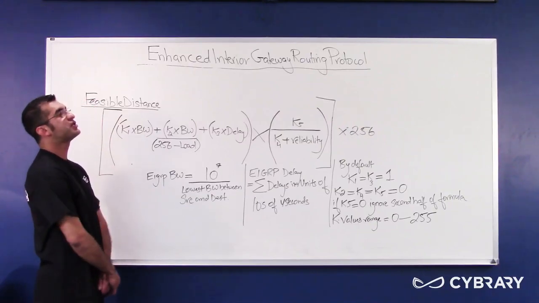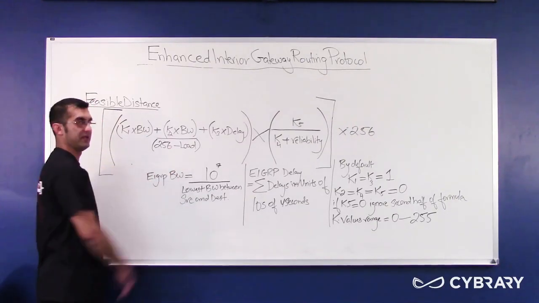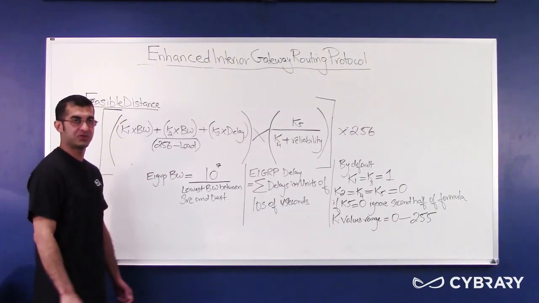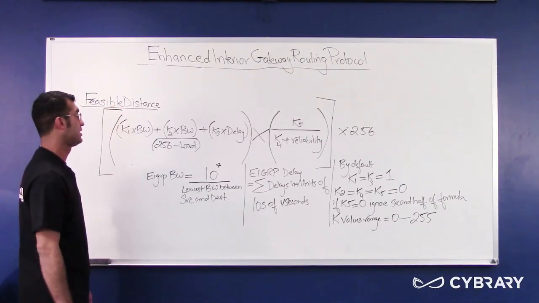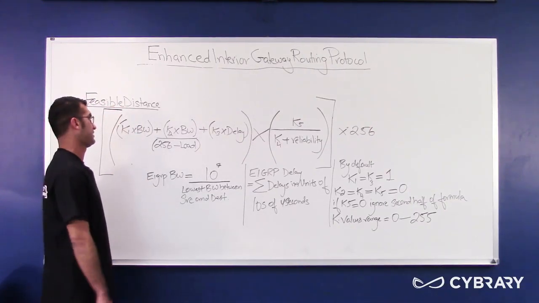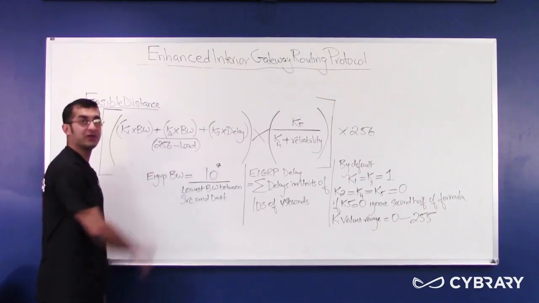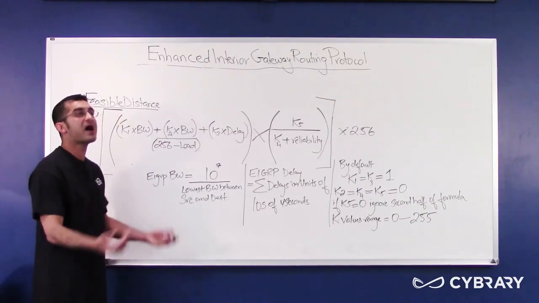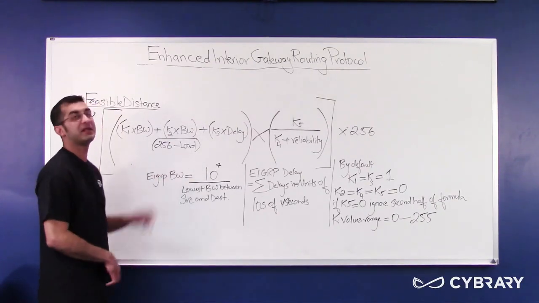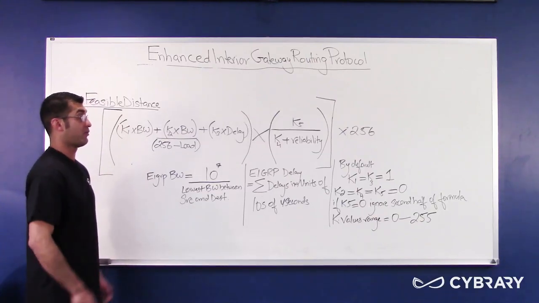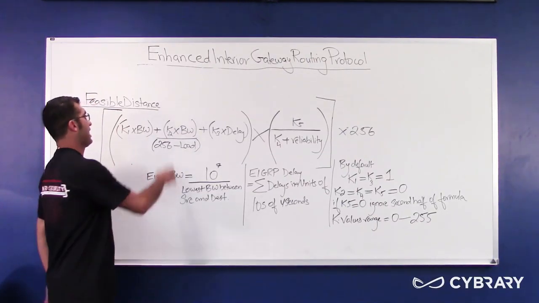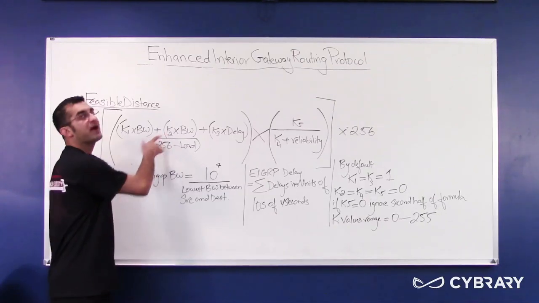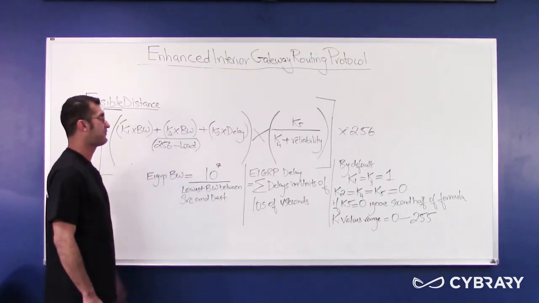What if I wanted EIGRP to also consider the load of the link while making its calculations to find which the best route is with the lowest feasible distance? Then I might want to increase the K2 value from 0 to maybe 5. I wanted to consider the load on the link a little bit more than bandwidth. Or I wanted it to consider the load on the link a lot more than bandwidth. I can set this to 255, K2 value to 255.